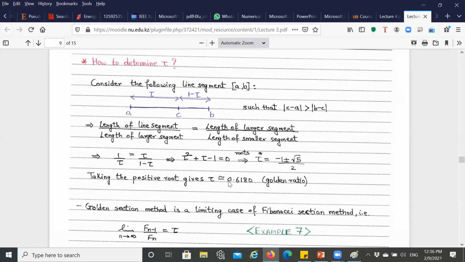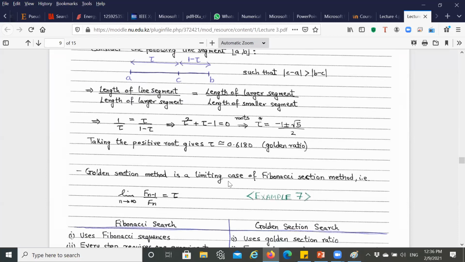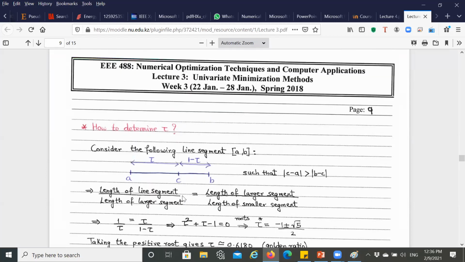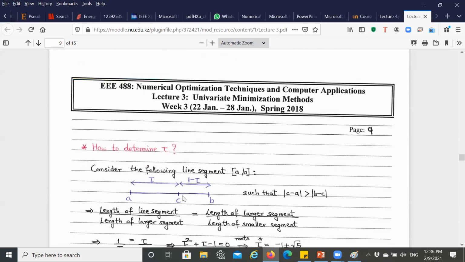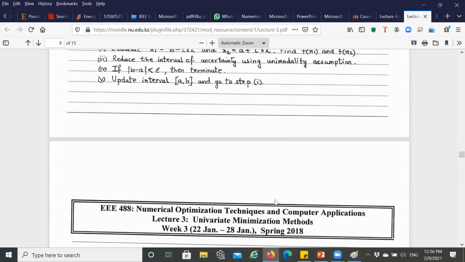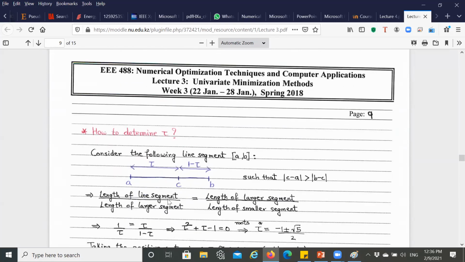Taking this value, how do we use it in our work? Forget about the Greeks. If I reduce the interval from the endpoints by the value of tau, I would be reducing the size of the interval every time by a fixed amount. It will not be something unknown like the Fibonacci.